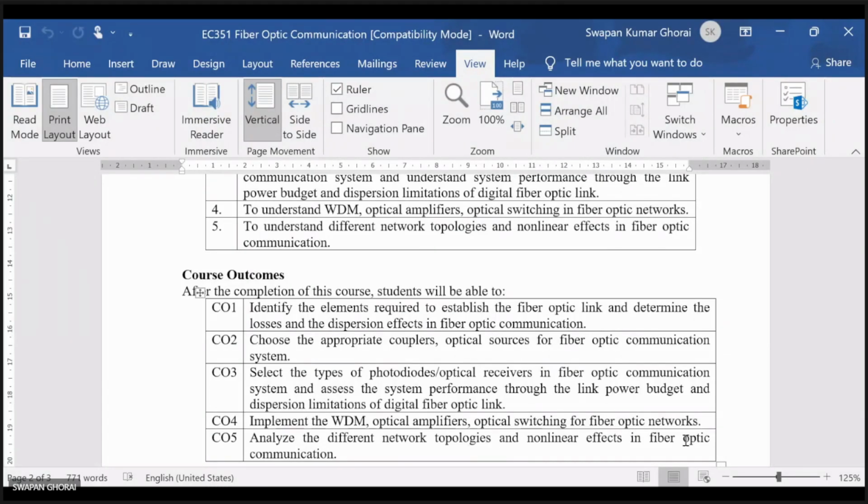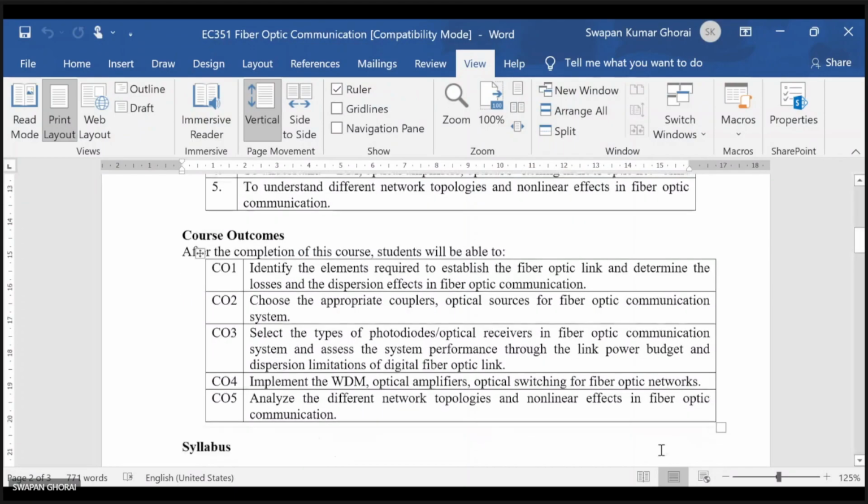And you can assess the system performance through power budget analysis or rise time budget analysis. The two budget analyses are there: one is the link power budget, another is the rise time budget. Through this analysis, you can estimate the system performance. So it's the third outcome.